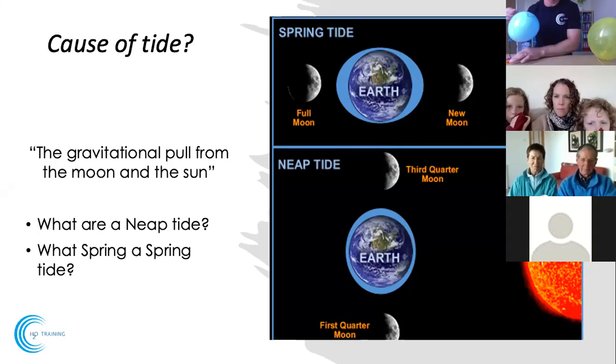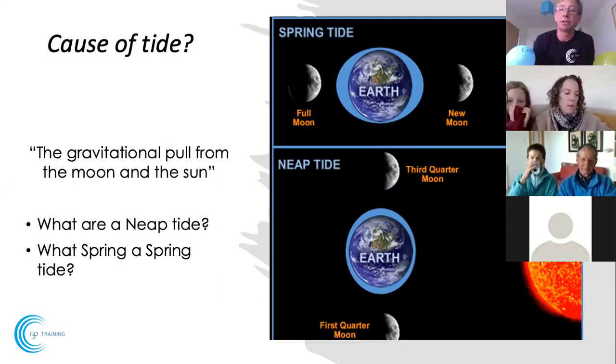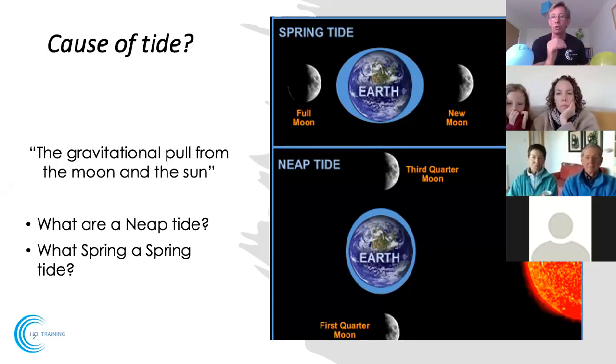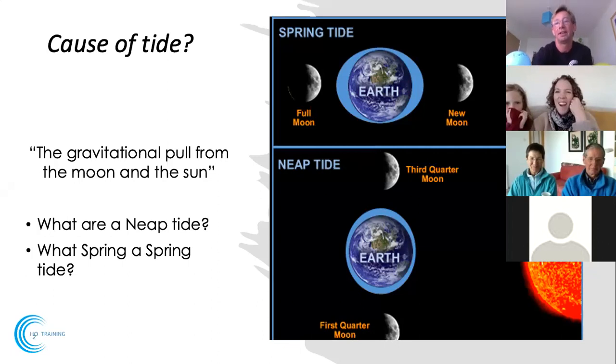So a month is made up of 2 spring tides and 2 neap tides. So twice a month, you have a really high tide and a very low tide. And you also have 2 neap tides, which is a very low high tide and a very high low tide. So a neap tide is a high low and a low high, and a spring tide is a high and a low. And if you can understand that, you're amazing.